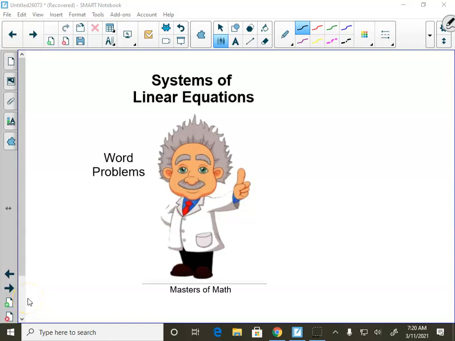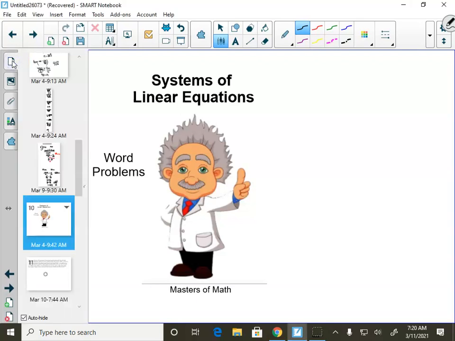All right, so as you can see, we're working on systems of equations, and these are going to be the word problems. I know sometimes word problems give you a little hard time, but once we can write the equations, you can see solving them is just like we've been doing. Nothing to it. So let's get started.